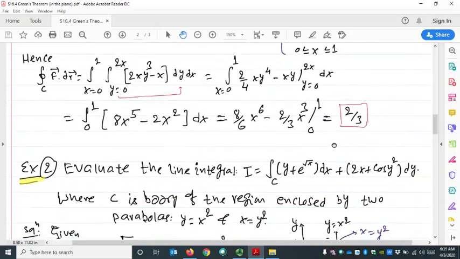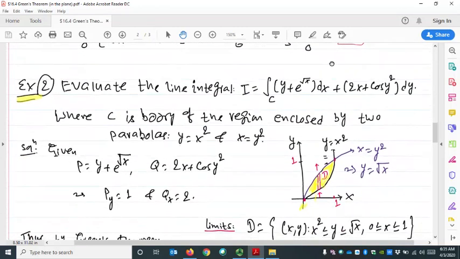Now let's move on. Let's do example 2. Evaluate the line integral, where the line integral is given as I equals the line integral over C of (y plus e to the radical x) times dx plus (2x plus cosine y squared) times dy.